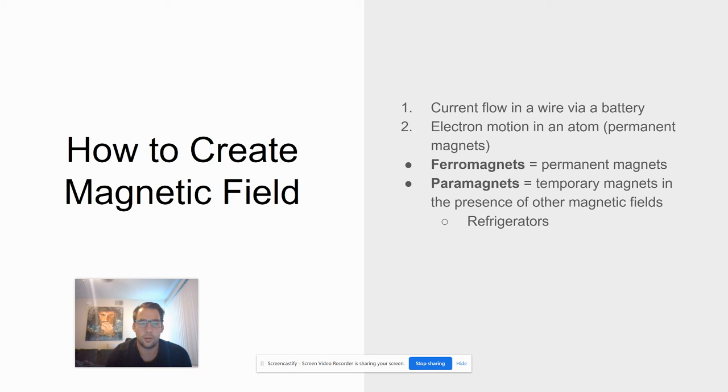So ferromagnets is the name of the magnetic materials that just exist in the natural world. Paramagnets are temporary magnets that, in the presence of another magnetic field, become magnetic. So if you stick a magnet to a refrigerator, technically your refrigerator at that point is a magnet as well. But if you take away the magnet from the refrigerator, your refrigerator is no longer a magnet.